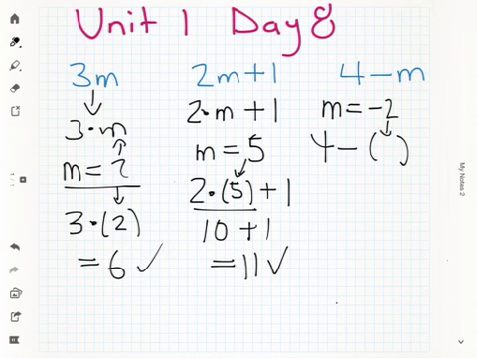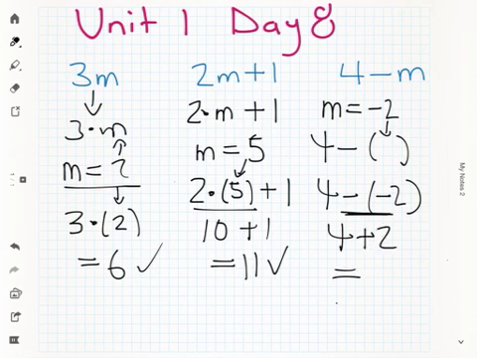So when I do that, I now have a double sign. And if we remember, 2 negatives make a positive. So you'd have 4 plus 2. So your answer would not be 4 minus 2, it would be 4 plus 2, and you would get 6. So that's the first part for substitution.